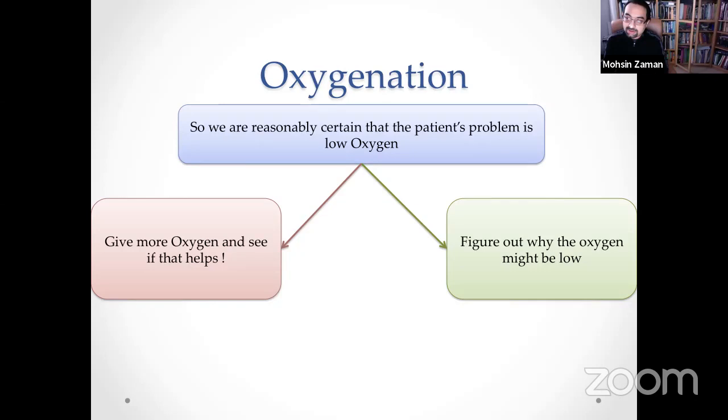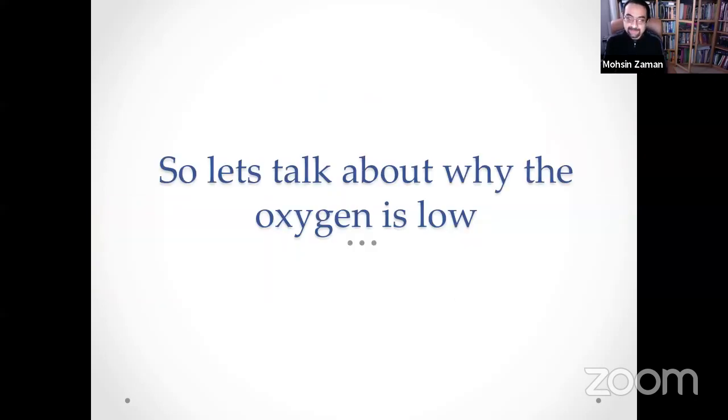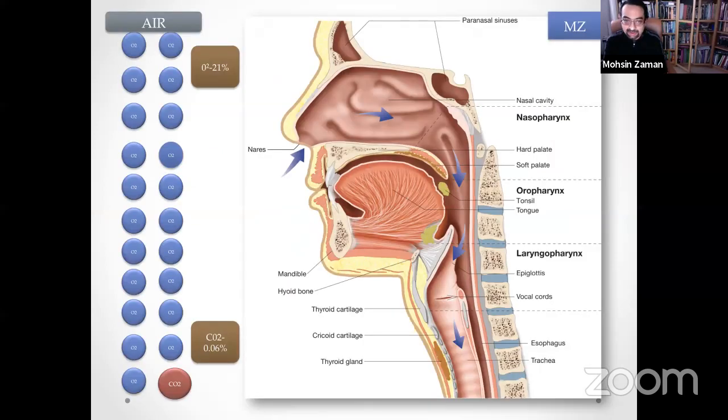I'm going to talk about how to figure out what's going on. Okay, so that's what I'm going to focus on. So some basic information. You can see the airway, and you can see that normally oxygen is going through the nose up to the upper airways and down the trachea into the lungs.